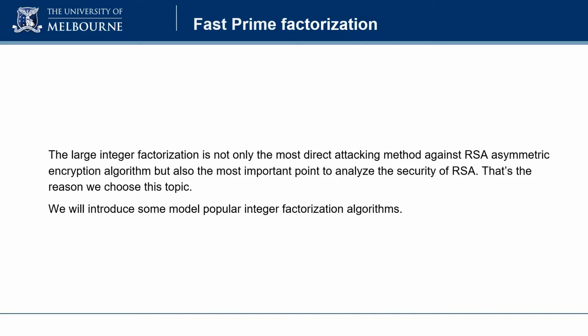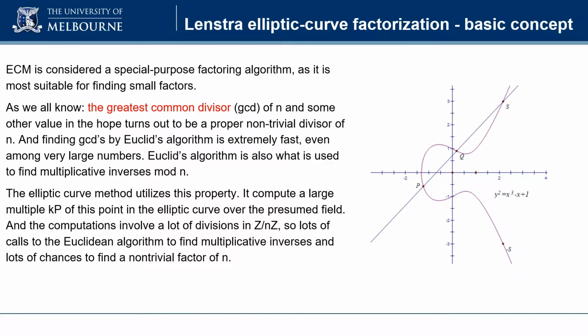We will introduce some most popular integer factorization algorithms. The first algorithm we want to introduce is the ECM algorithm. ECM is considered a special-purpose factoring algorithm. It's most suitable for finding small factors.